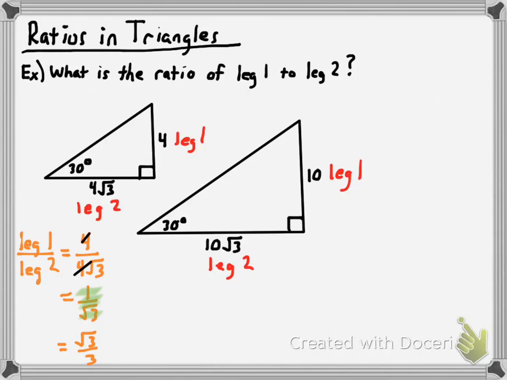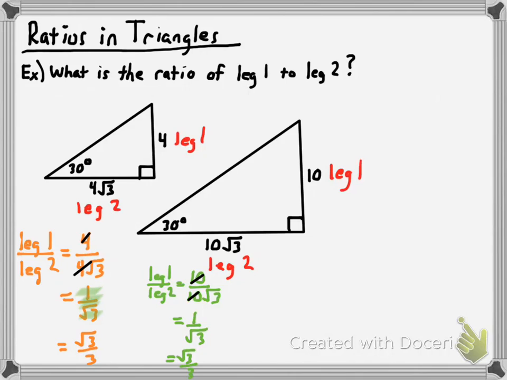Now if we look at the second triangle and we do the same thing, make a ratio of leg 1 to leg 2, that's going to equal 10 over 10 square root of 3. And you see how the 10s would cancel there as well and leave you with 1 over the square root of 3 again, or equal to the square root of 3 over 3. Here's the point that I want to make.